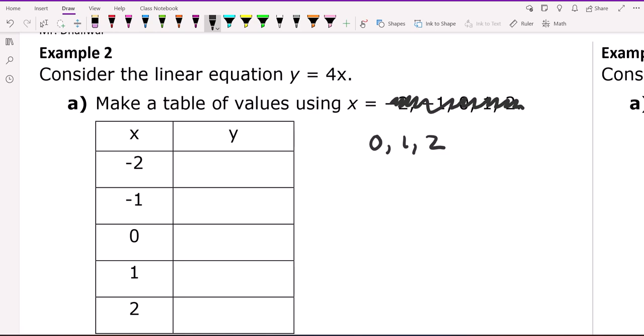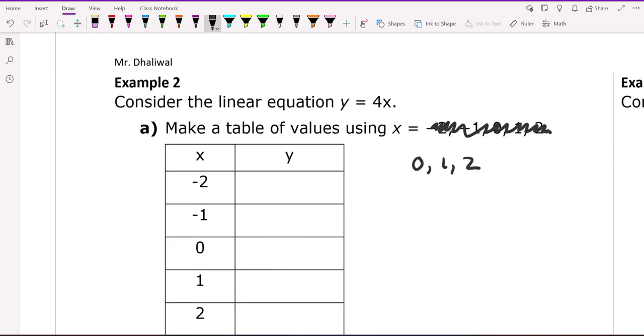Grab your notes out. Grab your notes out. Pencil. All right, I can get you a pencil.